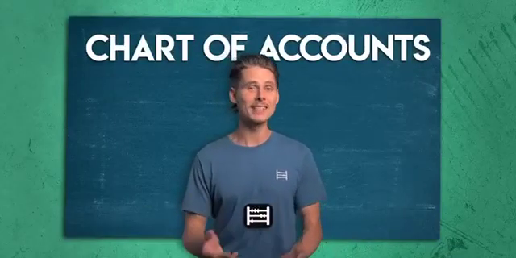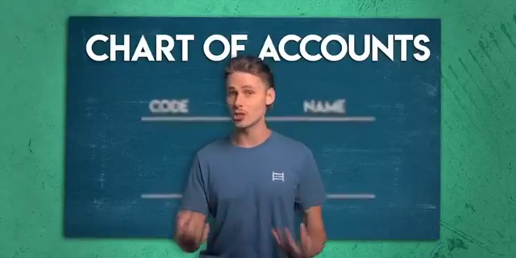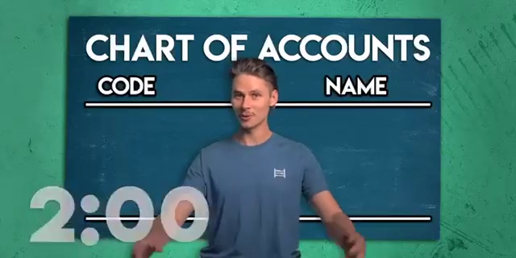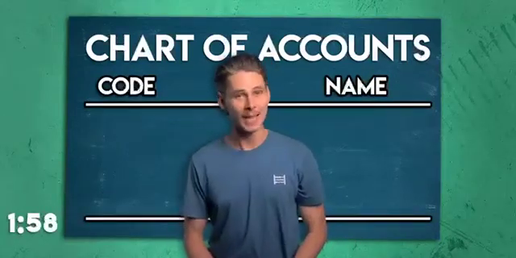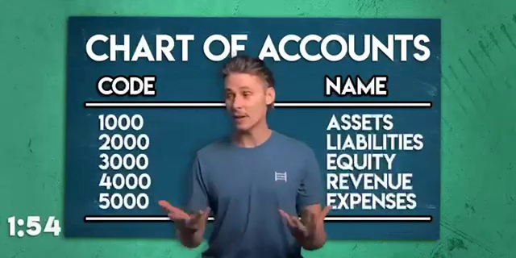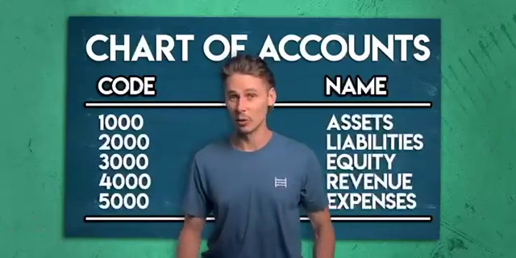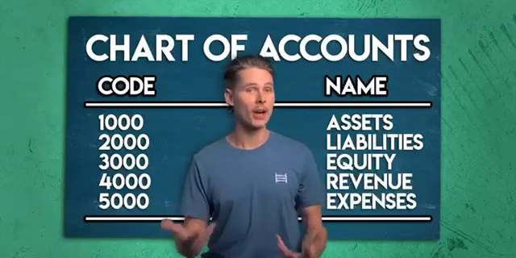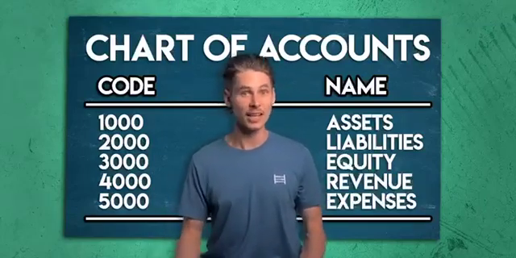I'm James, and in this video I'll attempt to explain the chart of accounts in less than 2 minutes. Start the clock. What is a chart of accounts? A chart of accounts is an organised list of every account held in a general ledger. You can think of it as an index that categorises a business's financial transactions into different accounts.